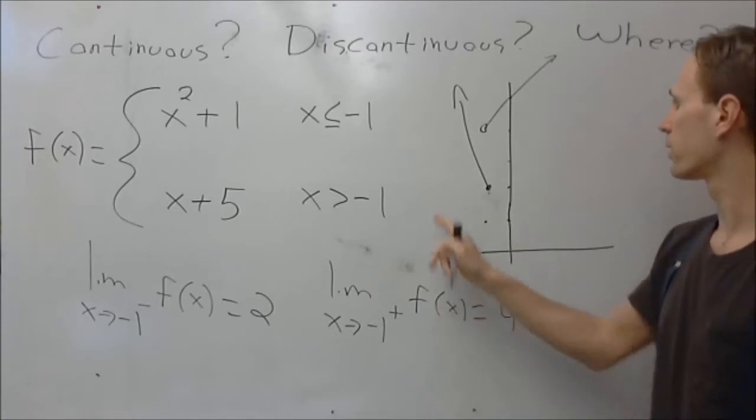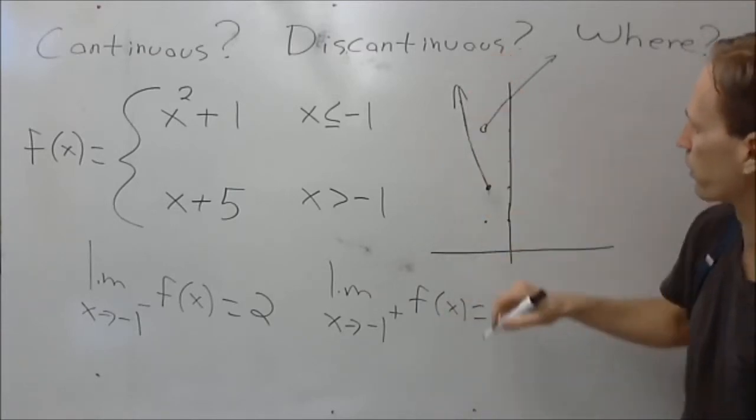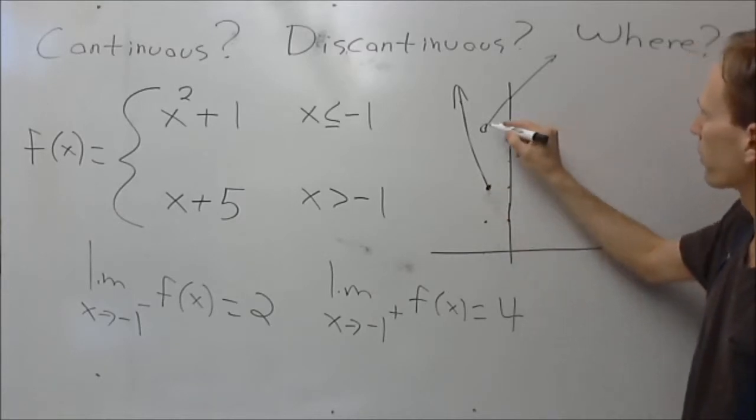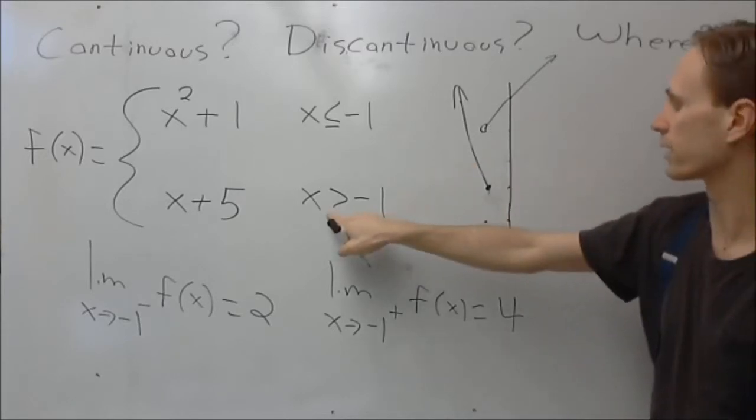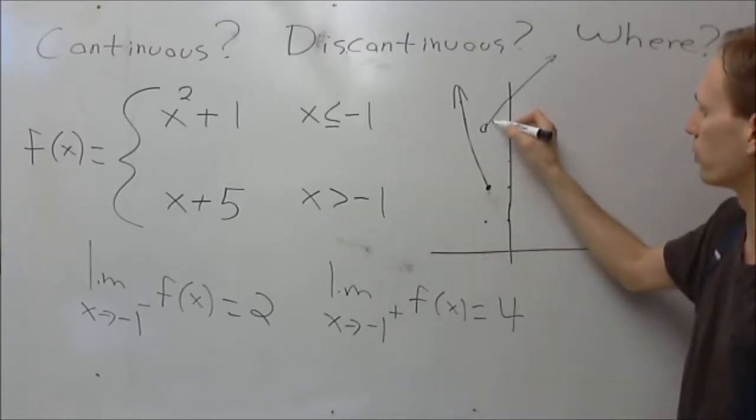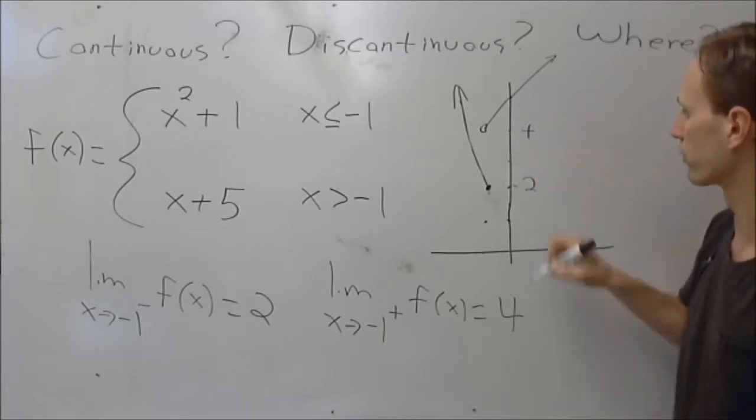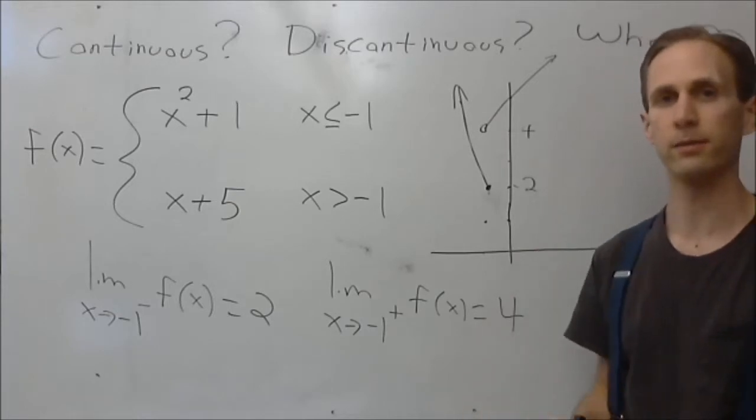From the left, the function approaches 2. This is supposed to be a parabola. I don't know how well that's showing up, but it's the parabola from the left, and from the right, it's the line. Here's the open circle. It's not defined there, but it's going to a value of 2 from the left, 4 from the right. There's the jump discontinuity. The limit does not exist.